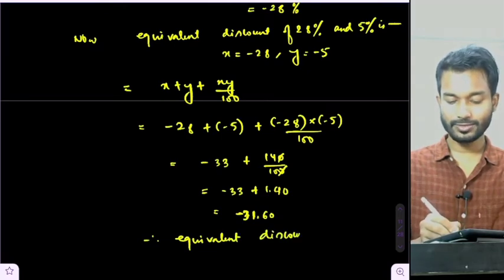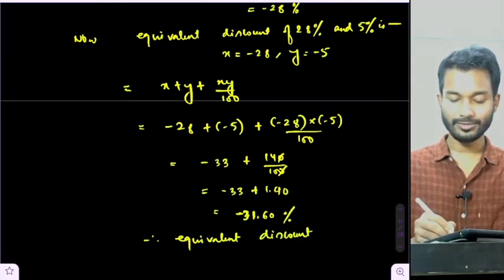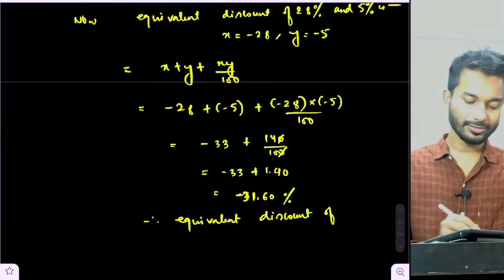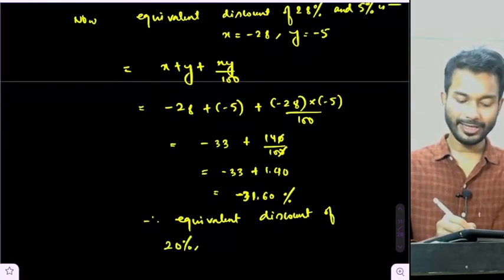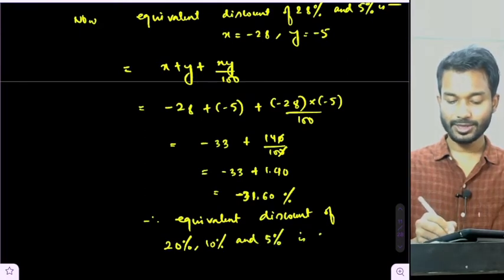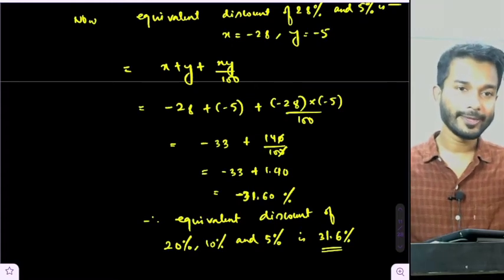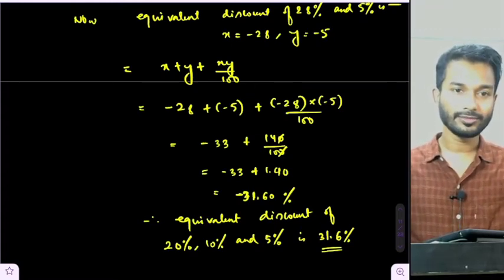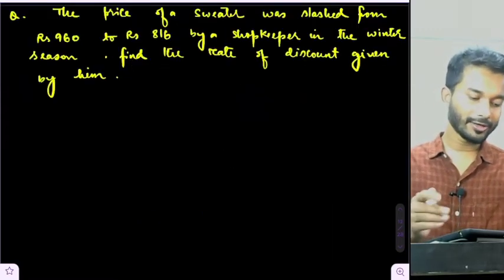Therefore, the equivalent discount of 20%, 10% and 5%, finally you can put percentage over here, is 31.6%. I hope you have understood the problem. You can note it down. See the next question now.